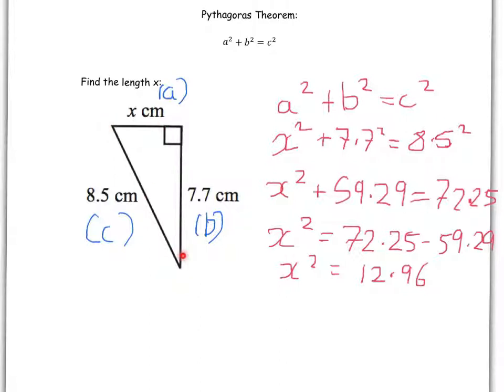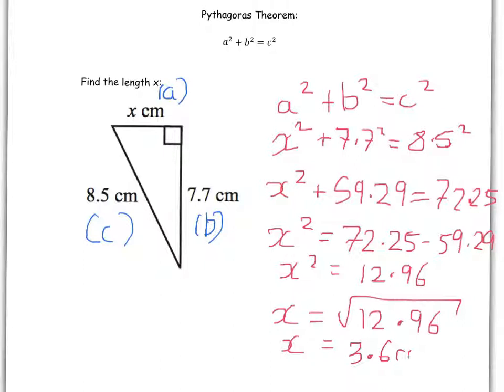Now remember, this side isn't going to be 12.96 centimeters long, and in fact it should be shorter than the longest side. So remember, what we have to do is square root to get what x is equal to. So the square root of 12.96 is equal to 3.6 centimeters.